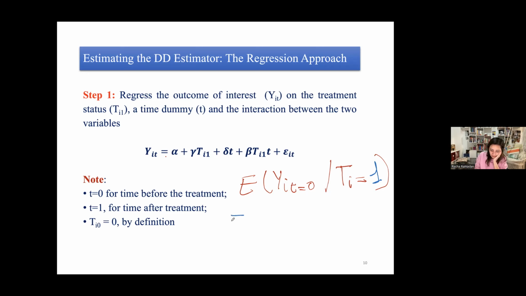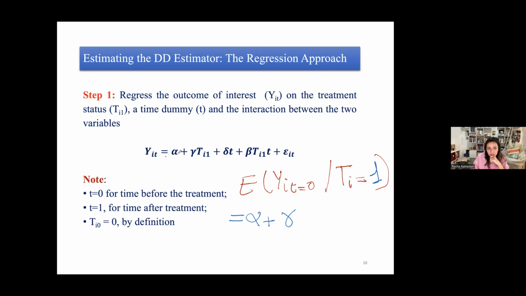Any idea, any suggestions? I think equal alpha plus gamma plus delta plus beta. You mean plus delta? This is delta. Plus delta, yes. Plus beta? No, plus beta. Okay, so let's go step by step.